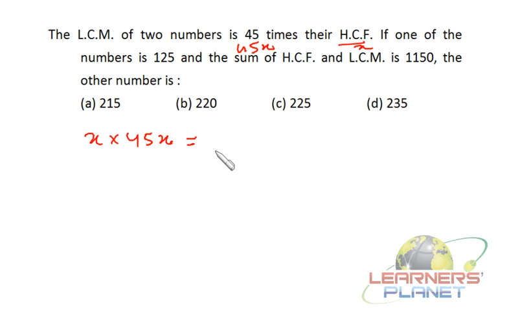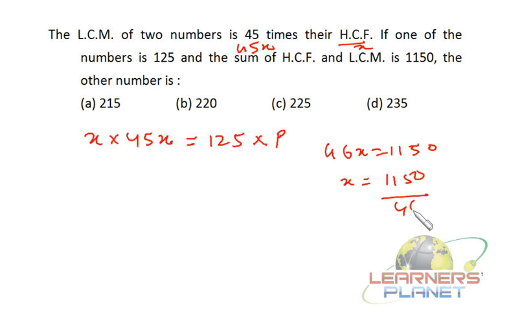If one number is 125, the other number we have to find out, suppose it is p. Now we have been given that the sum of HCF and LCM, that is 45x plus x, that is 46x, is 1150. That means x is equal to 1150 by 46. 23 2s are 46, 23 5s are 115. So it's 25. So x must be 25. That means HCF must be 25.